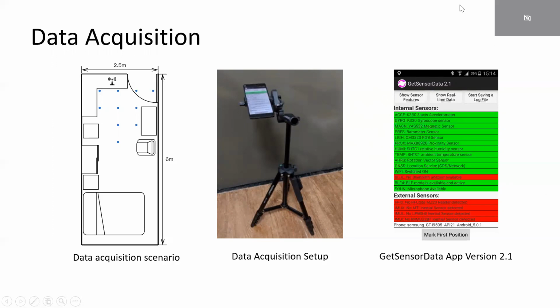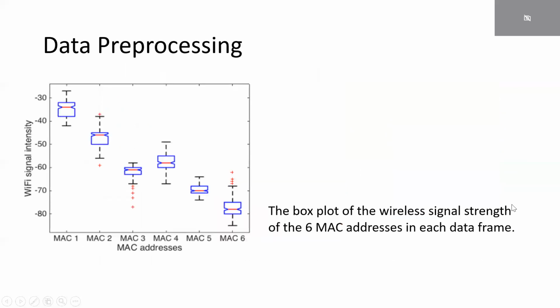The right photo shows the Android mobile application we use for data acquisition, which is called Get Sensor Data. It can create a text file which stores the Wi-Fi signal strengths. And here is the data we collected.